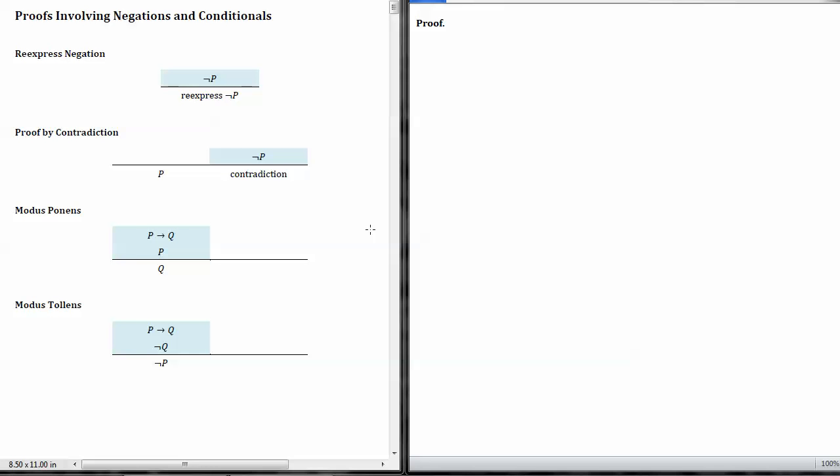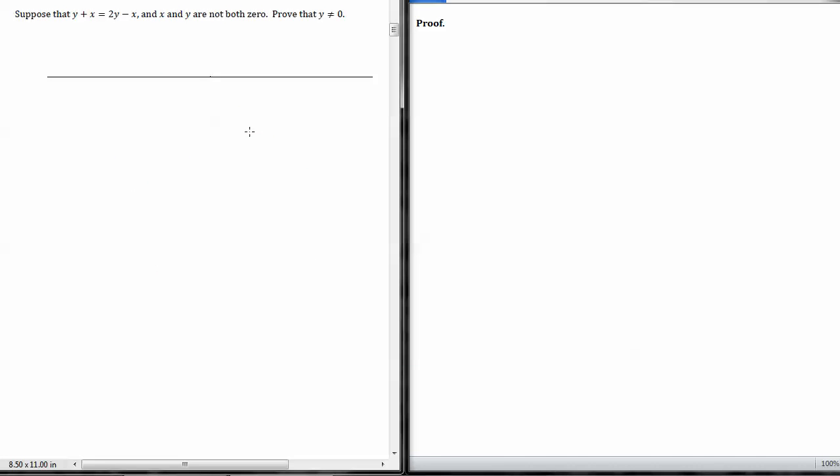For this problem, we're going to use proof by contradiction. Suppose that y plus x equals 2y minus x, and x and y are not both 0. Prove that y is not equal to 0.